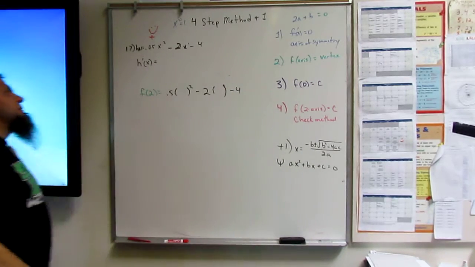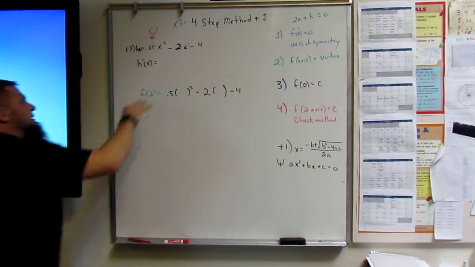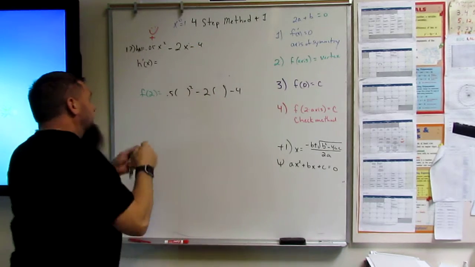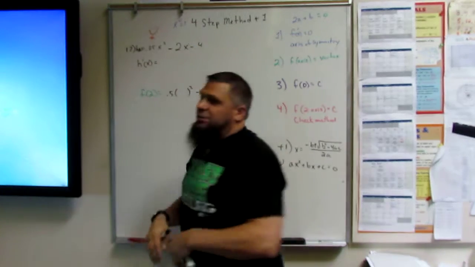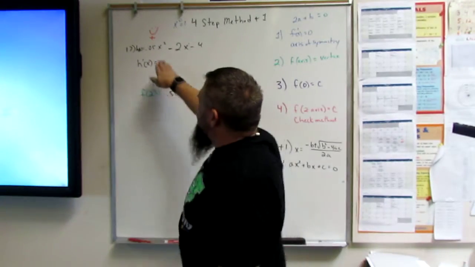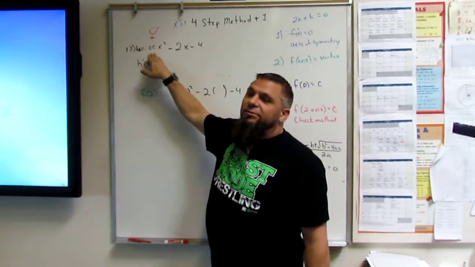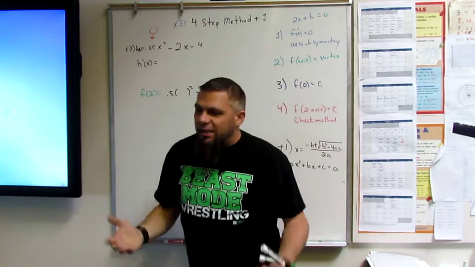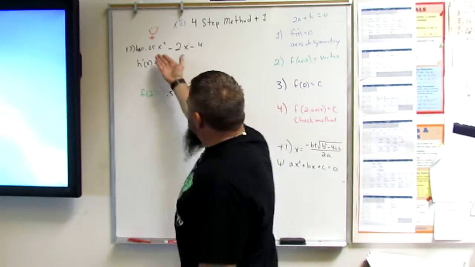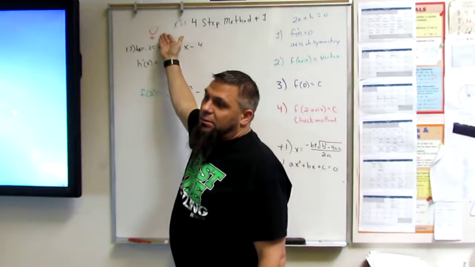So what I want to do here is take this function and first ask, is it smiling or frowning? I know it's smiling if the first coefficient is positive. If the first coefficient is negative, then it's frowning. So smiling, perfect. It looks like this.